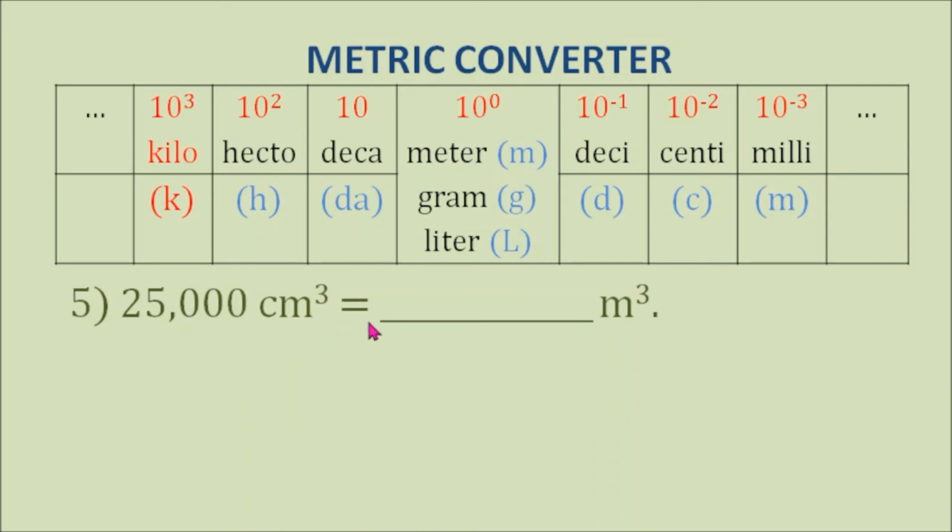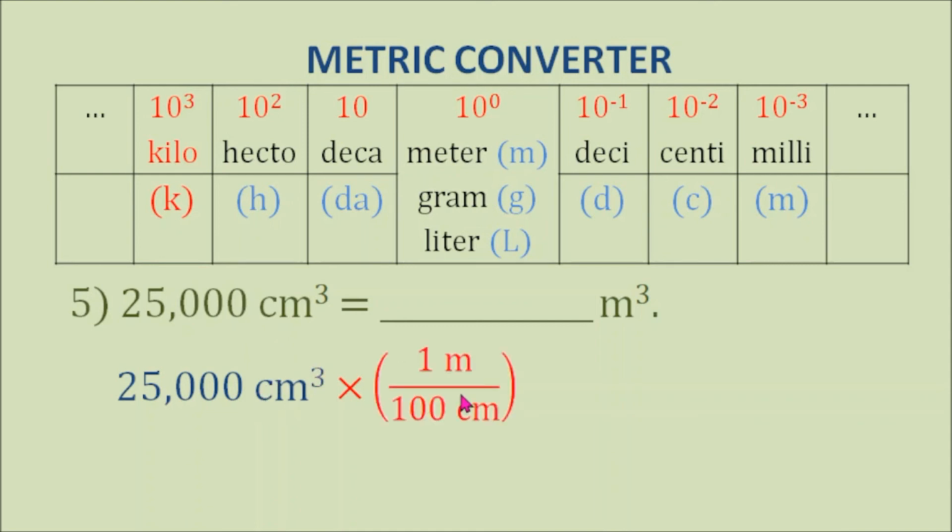25,000 centimeters cubed equals how many meters cubed? Again, we are going to multiply 25,000 centimeters cubed by a conversion ratio. And from our metric converter, 1 meter equals 100 centimeters. We are going to make a fraction that shows centimeter cubed on the denominator for us to cancel out centimeter cubed. And that's 1 m over 100 cm. Then we will raise it to the third power.